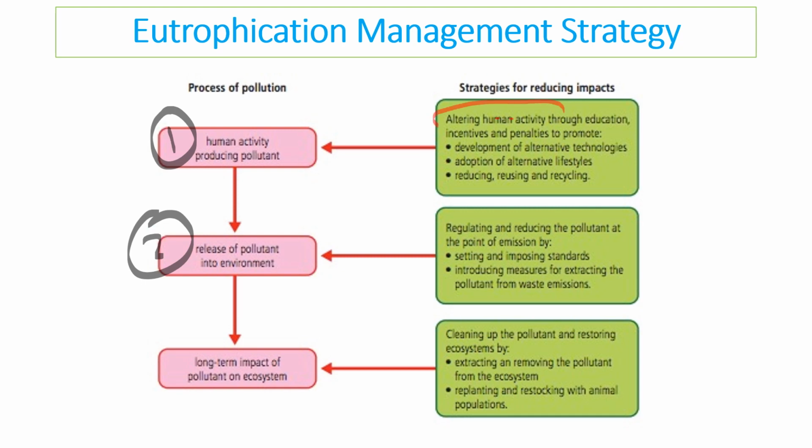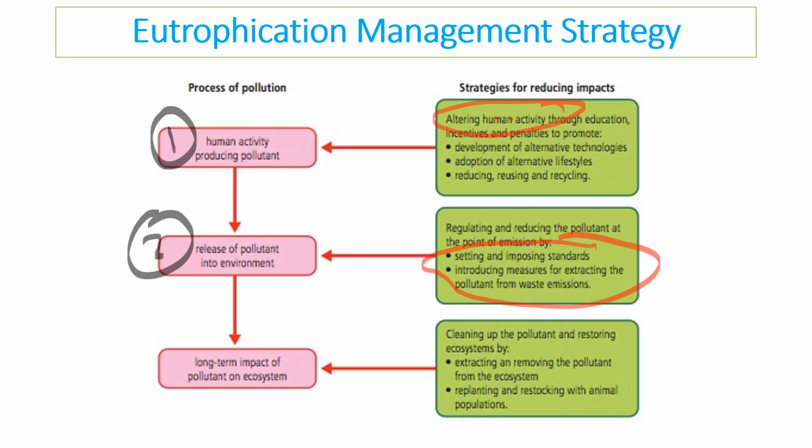Okay, so altering human activity. Now, how can we do this in water pollution? Well, we can use alternative technologies that don't add the pollution. We can adopt alternative lifestyles, so using less fertilizer, less pesticides. We can reduce, recycle, and reuse. We can then regulate reducing the pollution to reduce the levels, so we can set standards in countries, and we can do measurements as a result.